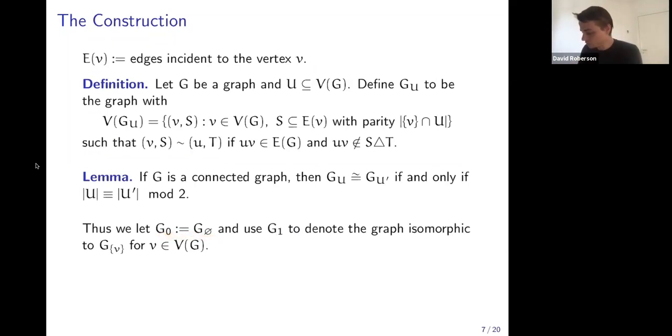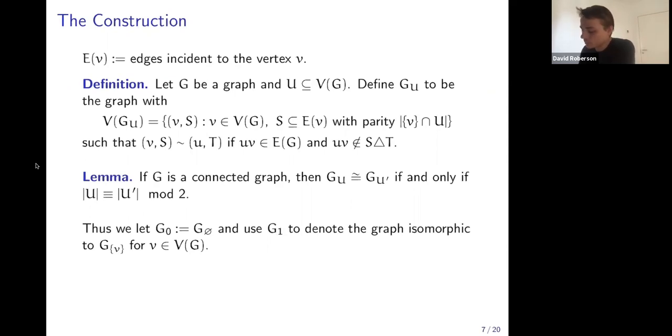And then G1, we take to be one of the G sub singletons. If we want to actually specify one of the elements in the isomorphism class, we would pick some vertex of G and just consider this. But up to isomorphism, there's just one of these. All right, so this is our construction.